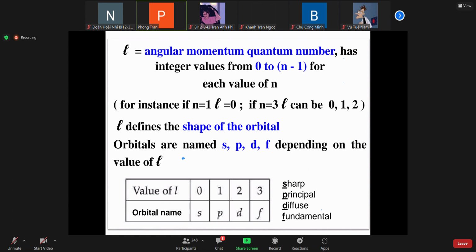The angular momentum quantum number, L, defines the shape of the orbital. And they are named by the letters s, p, d, f, depending on the value of L. For example, if you have 0, the orbital name is s, 1 is p, 2 is d, and 3 is f. And because it decides the shape of the orbital, when you have an s orbital and a p orbital, the shape will not be the same.